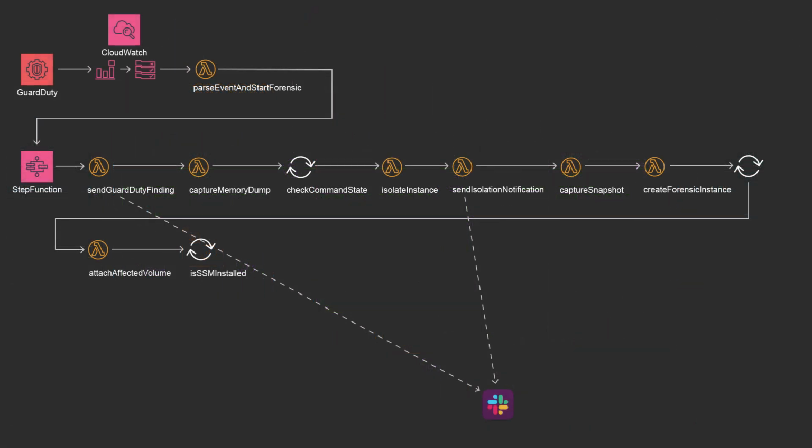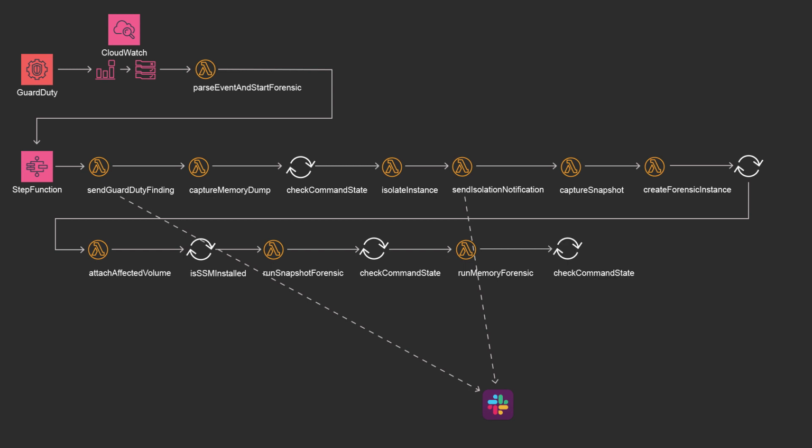Next, the step function waits for the forensic instance to show up in Systems Manager. Once it does, it starts the forensic by launching a first lambda function, which will use Systems Manager to run commands to perform the volume snapshot analysis. The step function waits for the commands to complete. It then launches the lambda function, which will launch the Systems Manager run commands again, this time to run the memory forensic. It then waits for it to complete. Once completed, it sends a notification to the administrator's Slack channel.